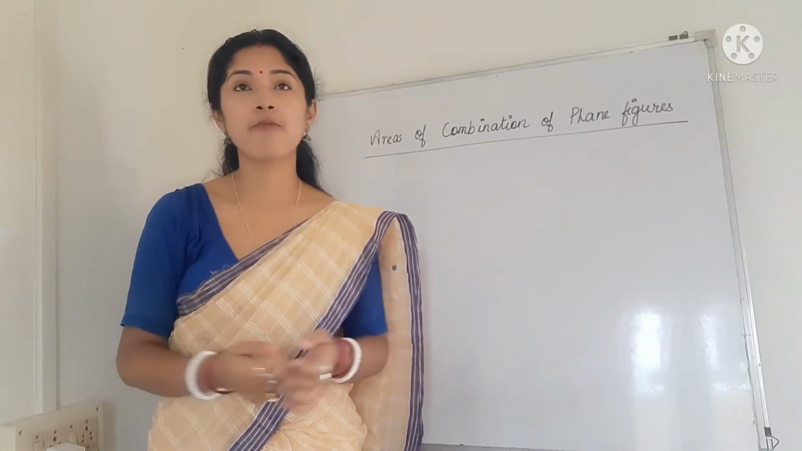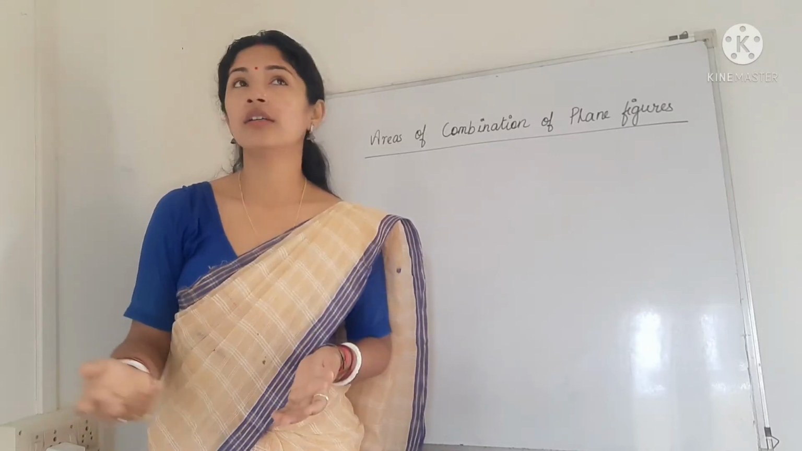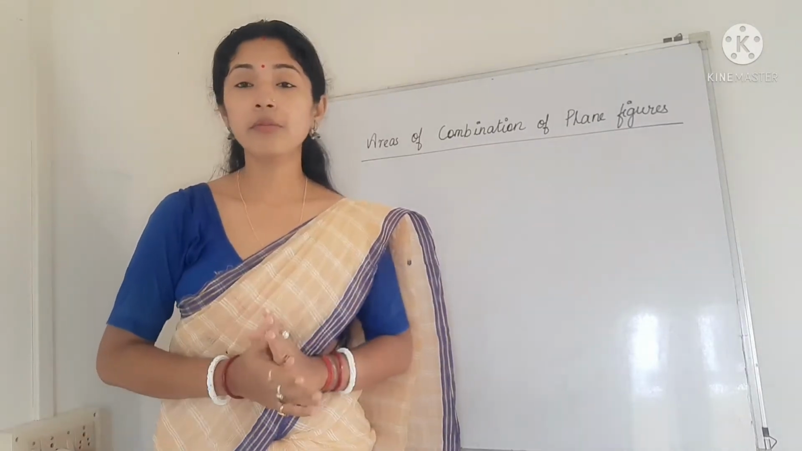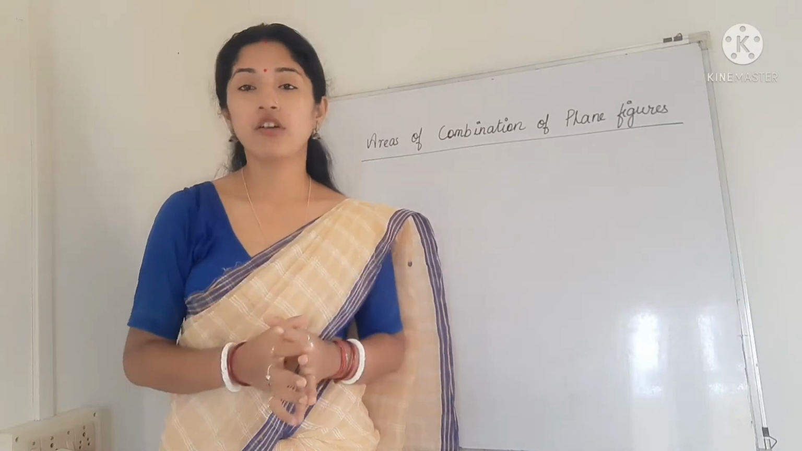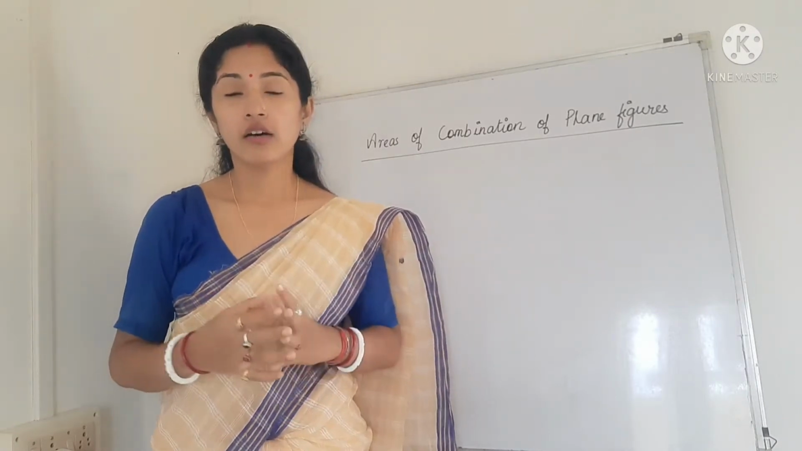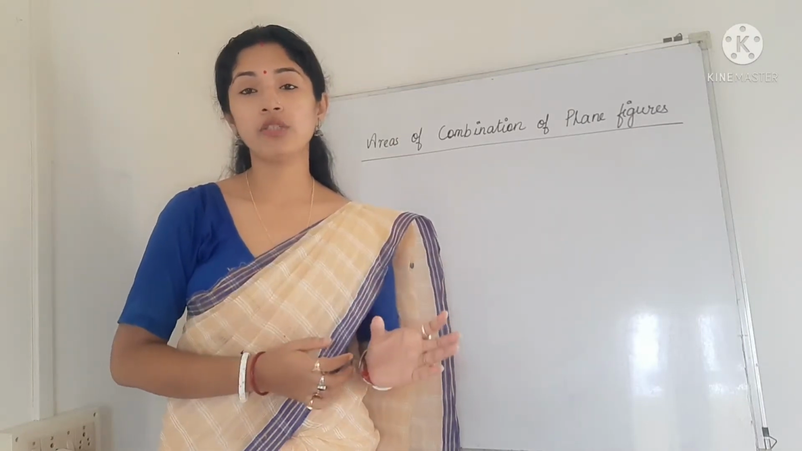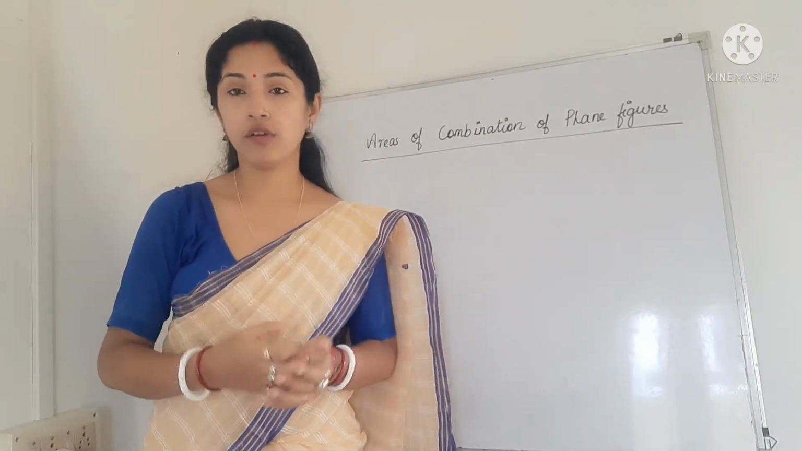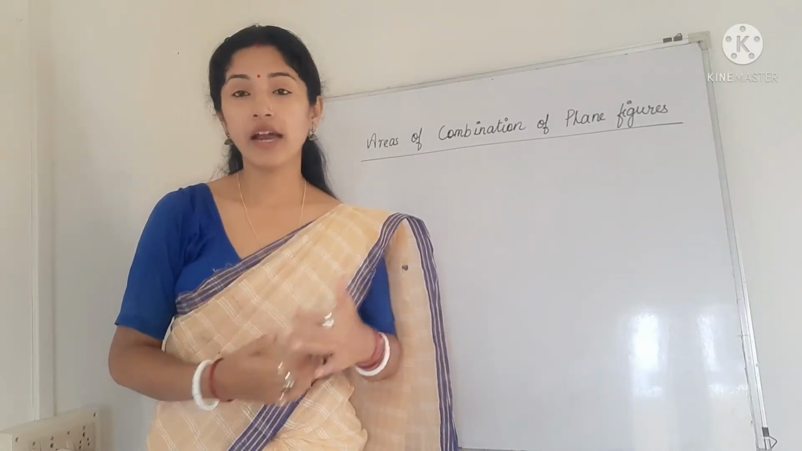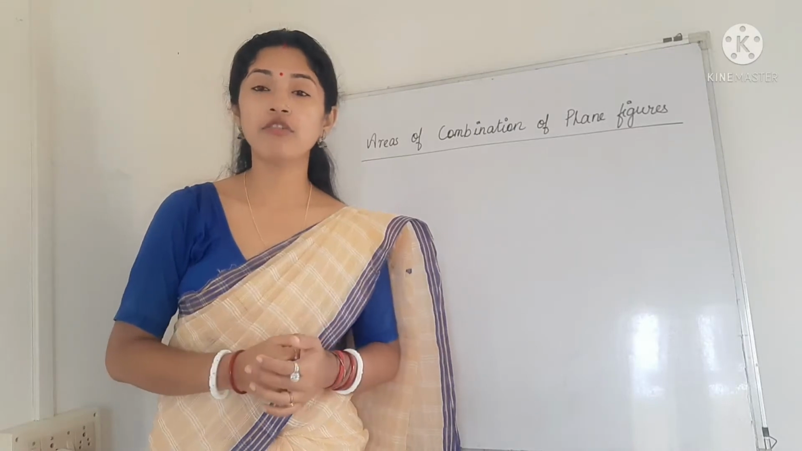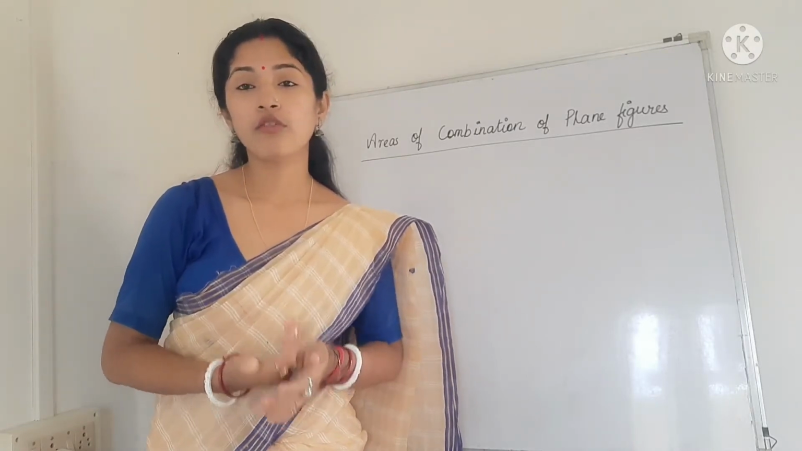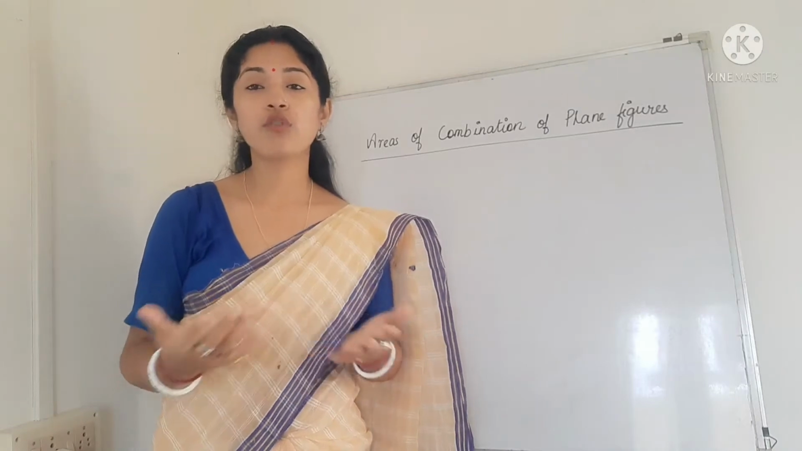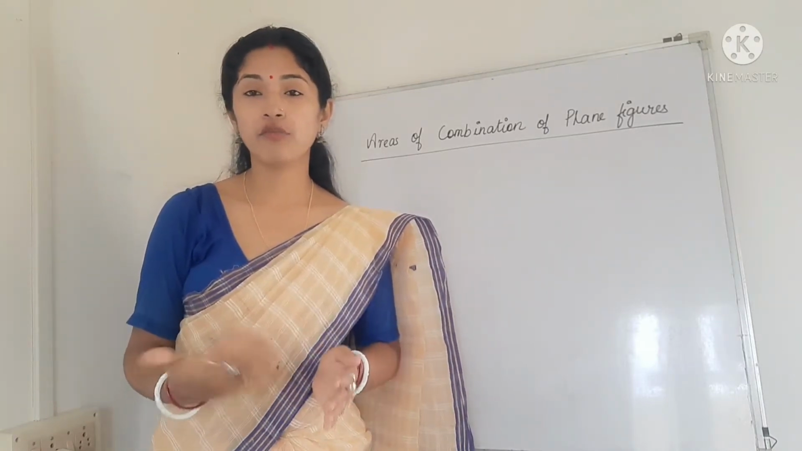For example, the design in a bed sheet, or in the curtains, or in the tablecloth. In some designs you will find that there are combinations of plane figures. If we know how to find the area of one plane figure separately, then if they are combined, we have to see which part is involved in the area. In that way we can find the area of combination of plane figures. Already we know the formulas of the area of a sector, area of a circle, and length of an arc. Using those formulas only, we will find the area of combination of plane figures.